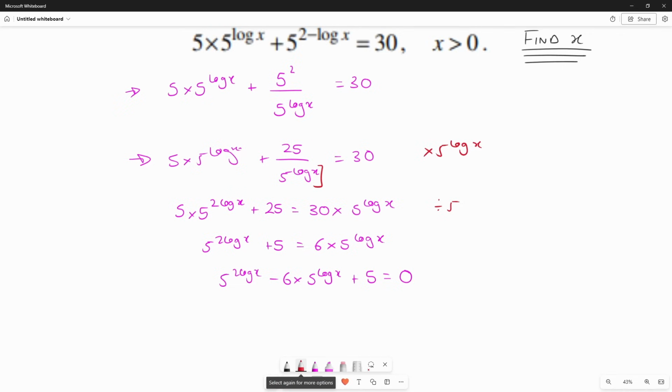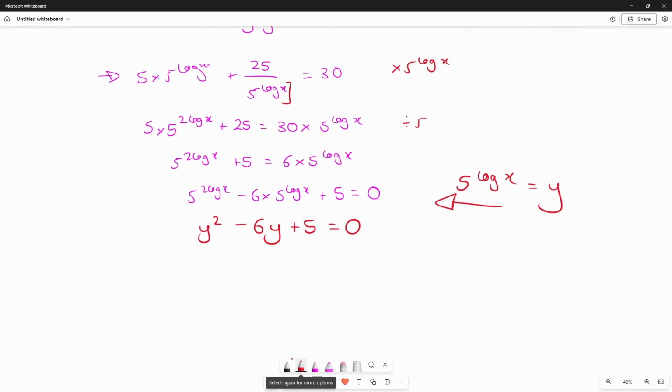And actually the trick here is to notice that we're dealing with a hidden quadratic. So if we say 5 to the power of log x equals y, for example, and we substitute y into this equation, we'll get a nice, easy to work with quadratic. So 5 to the power of 2 log x, when we substitute y into that, we'll get y squared, because we have 2 lots of that, minus 6 lots of y, plus 5 equals 0. This factorizes nicely into y minus 1 multiplied by y minus 5 equals 0, and then our values for y are y equals 1 or y equals 5.